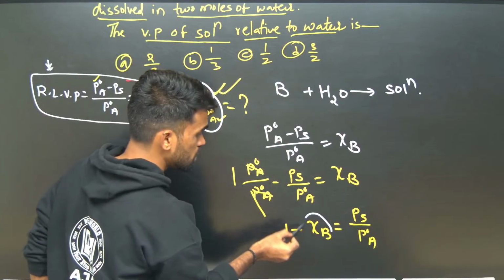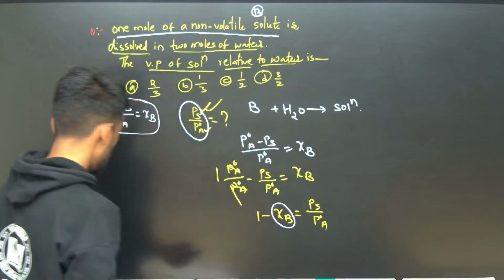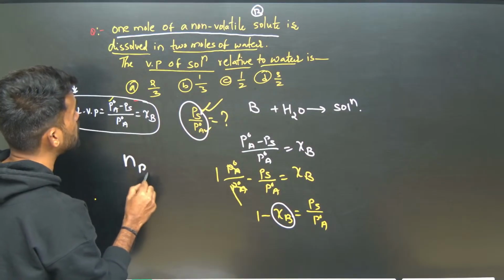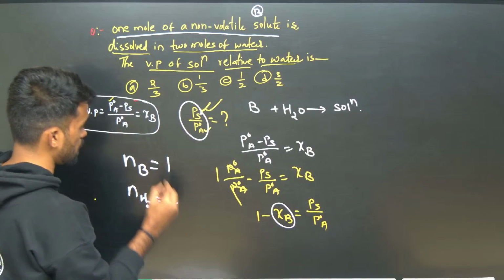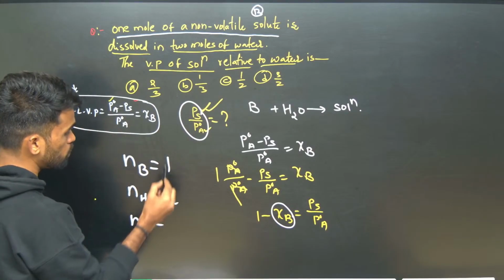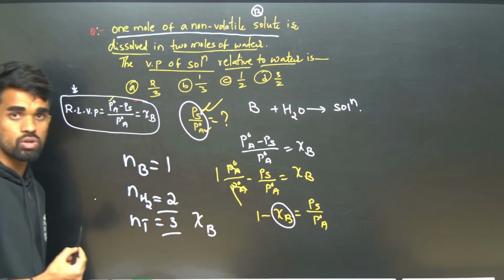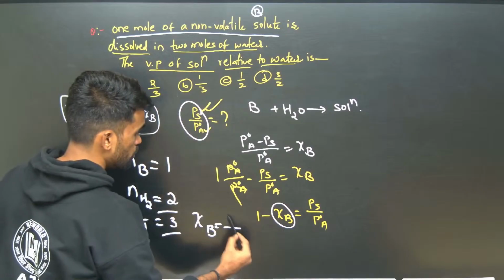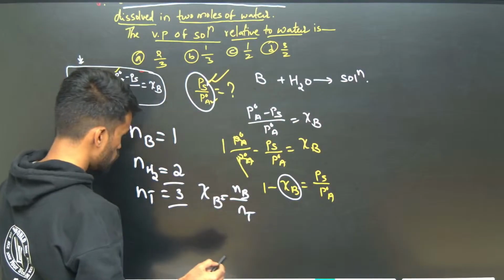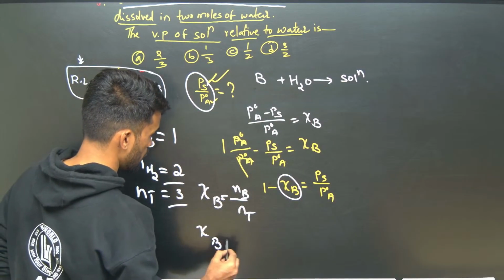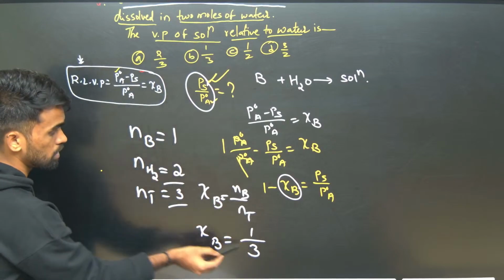Now what about this mole fraction of solute? How can we get this? So look at the data. They mentioned the number of moles of solute NB equals 1, whereas the number of moles of water is mentioned as 2 moles. So total number of moles, 2 plus 1, becomes 3. So the mole fraction of solute, chi B, is the number of moles of solute by total number of moles, NB by N total. So from this what will we get? XB equals 1 by 3.